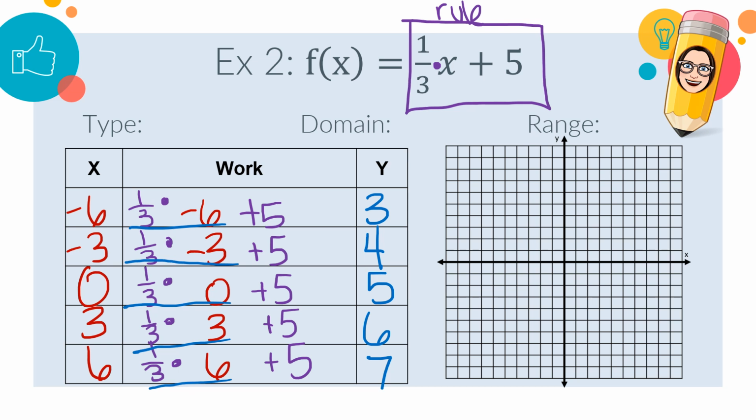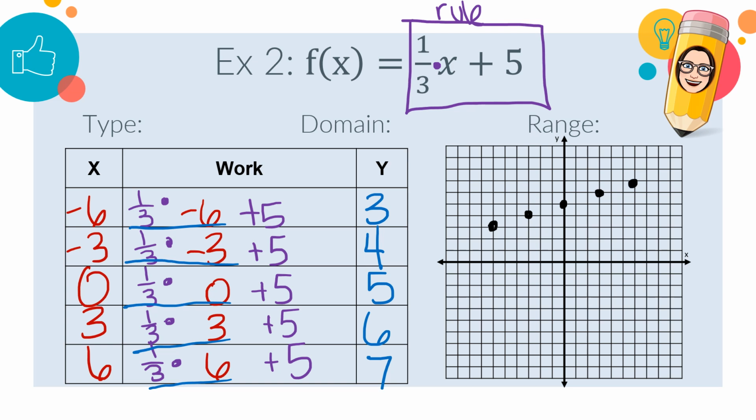So let's graph. This time I'm not going to write them out. We're just going to plot our dots. Negative 6, 3. Now if your graph is too small and this dot doesn't fit on there, that's okay. Then let's move on to the next one. Negative 3, 4, 0, 5, 3, 6, 6, 7.